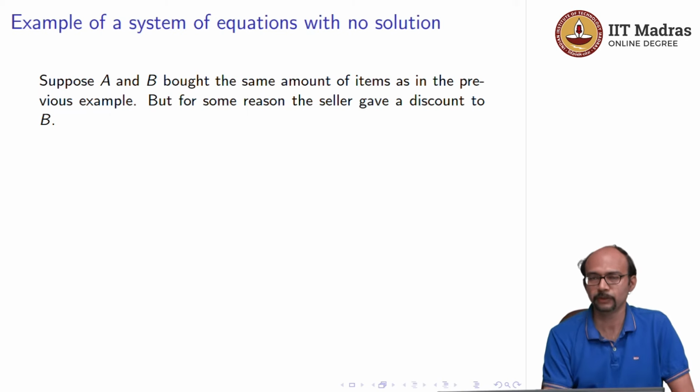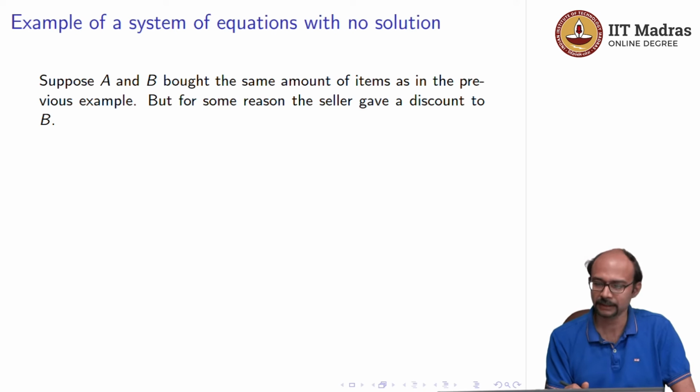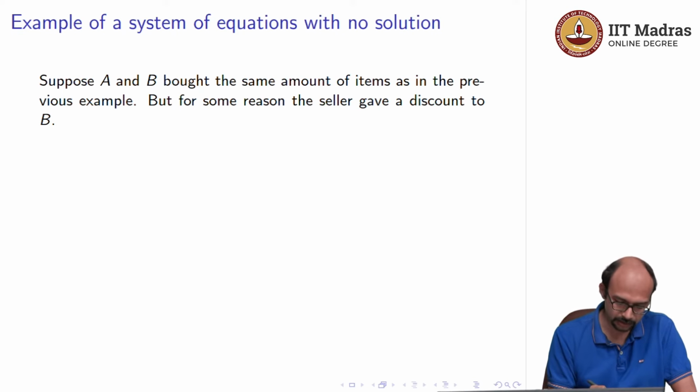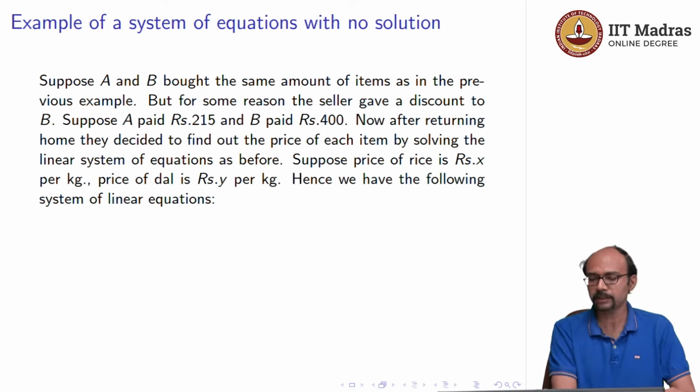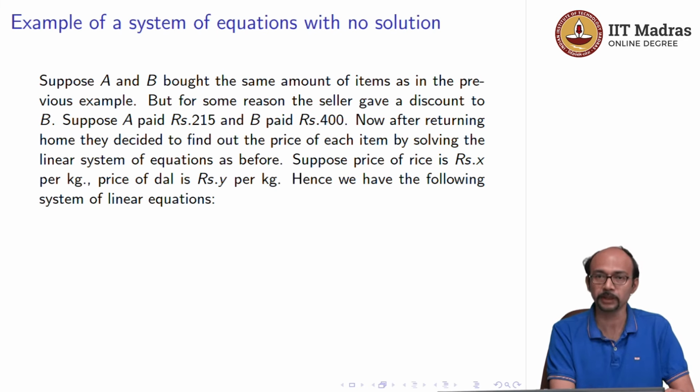Let's do an example where it has no solutions. Again we have the same situation, namely A and B go to the shop and buy the same amount of rice and dal as they previously did. So 4 kgs of rice and 2 kgs of dal, and 2 kgs of rice and 1 kg of dal respectively. But this time the seller gives a discount to B. The shopkeeper is in a happy mood, and they give a discount to B. So A paid 215 rupees and B paid 400 rupees. In the previous example B had paid 430 rupees. This time they got a discount, and paid 400 rupees.